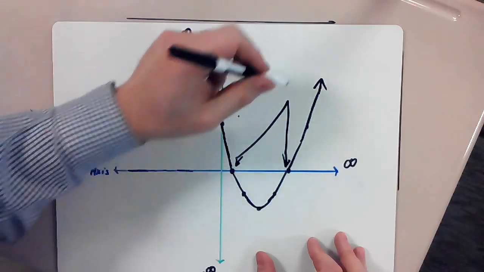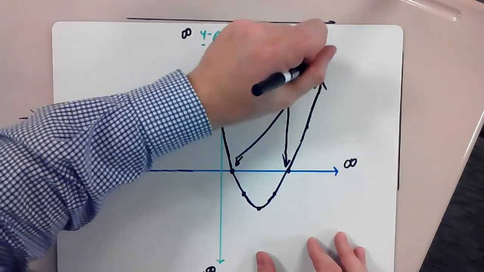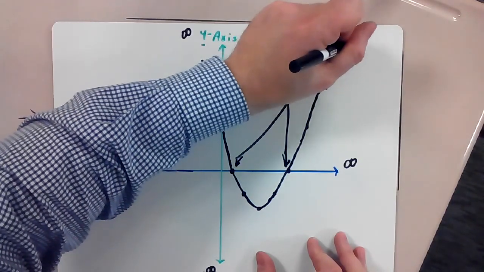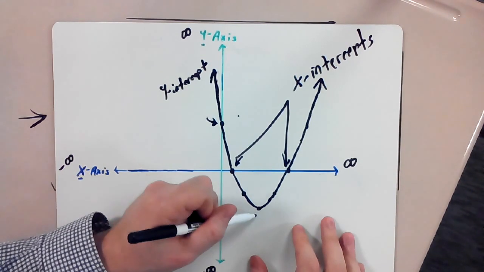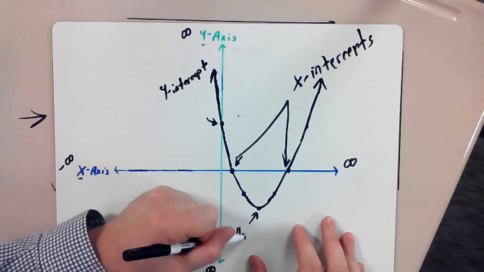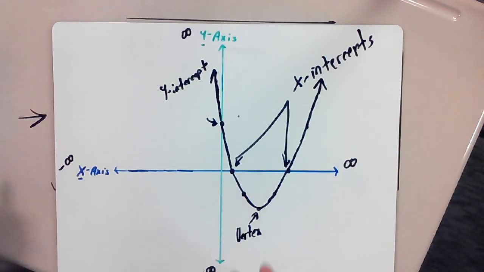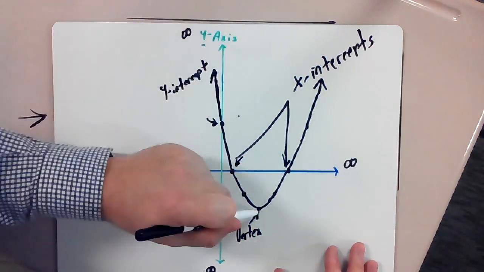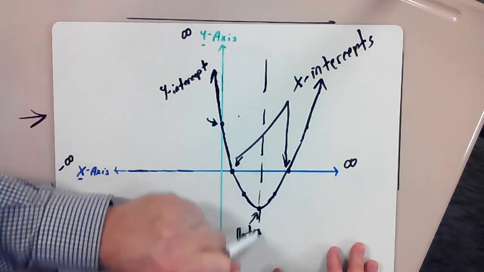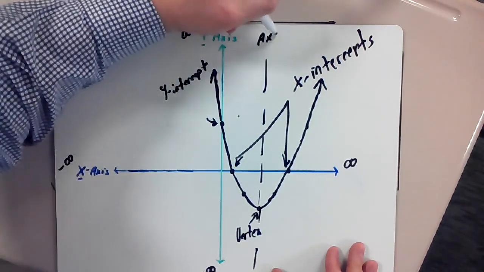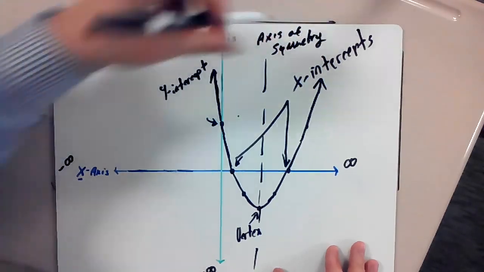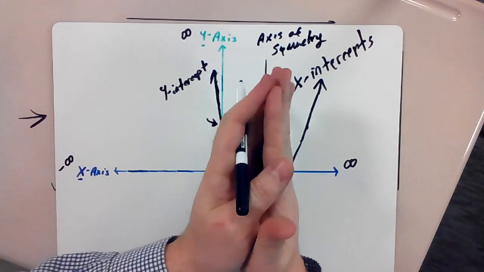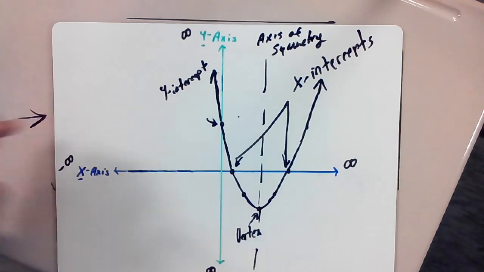I'm going to move that over that way. X-intercepts. Then we have our vertex here. This is the point where we change direction. So we're going down and then we start to go up. Then we have, I'm going to try to draw this in the best I can, our axis of symmetry. That's the line where I could fold this over and it'll be equal, or I can cut it in half and both sides would be the same.